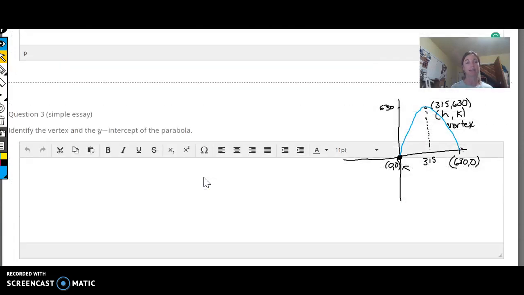And it asks, identify the vertex and the y-intercept of the parabola. So we already kind of did this, but it's not going to hurt to write it in here again. So vertex is at the h and k. Vertex equals (315, 630). And the y-intercept, where it crosses the y-axis, is right there at the origin.